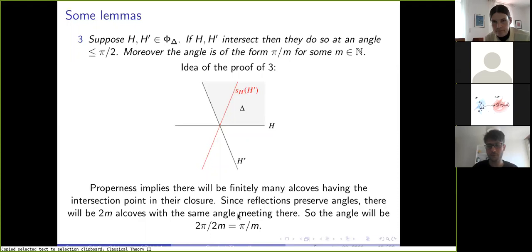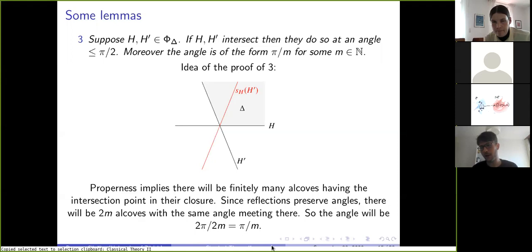And since reflections preserve angles, they will have to meet at the same angles. Because if they don't, let's say they share a wall and they meet at different angles, then you can just take the reflection with respect to that wall, but reflections preserve angles, so they have to be the same angle. And if there are m alcoves on one side of a hyperplane, you can just take reflection, so there will be m alcoves on the other side, so there will have to be an even number of alcoves, 2m alcoves, and so the angle will be just 2 pi over 2m, which is pi over m for some m.